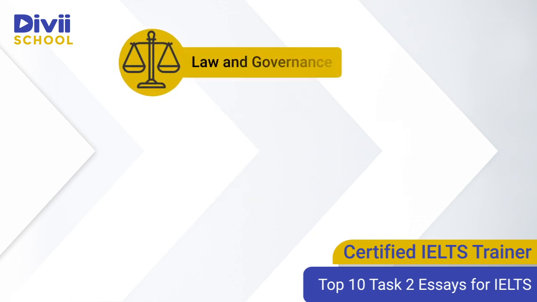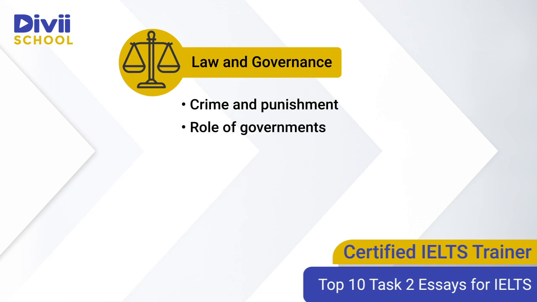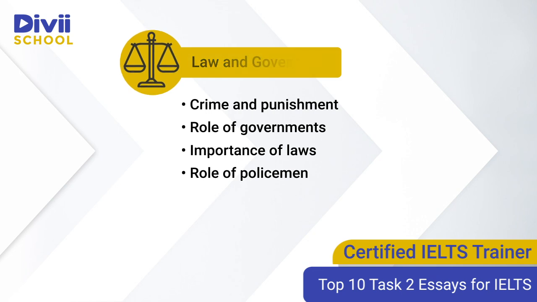Law and governance. There could be questions about crime and punishment, topics such as capital punishment, forgiving, rehabilitation, teenage crimes, etc. The role of government. How should a government help its citizens? How can it pass different laws? The importance of laws. The role of policemen and other law enforcement authorities.